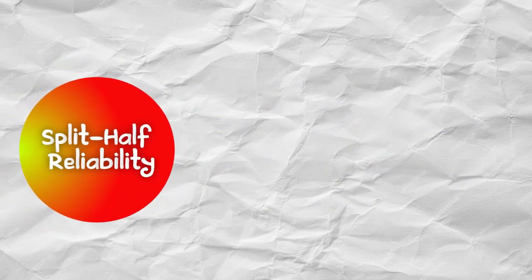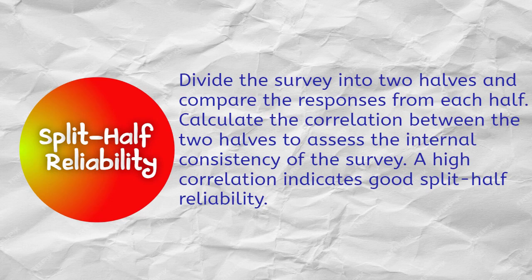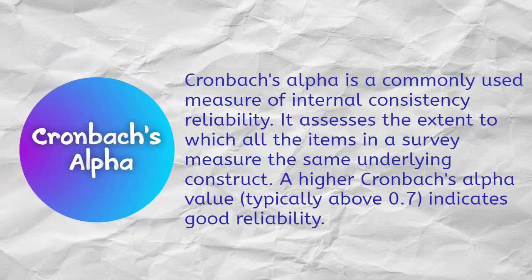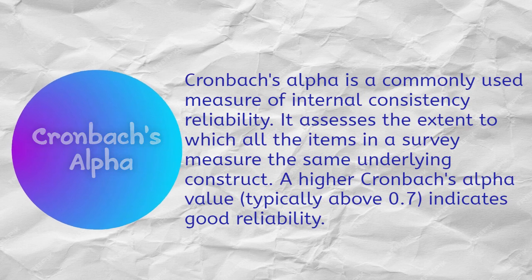Split-half reliability. Divide the survey into 2 halves and compare the responses from each half. Calculate the correlation between the 2 halves to assess the internal consistency of the survey. A high correlation indicates good split-half reliability. Cronbach's alpha. Cronbach's alpha is a commonly used measure of internal consistency reliability. It assesses the extent to which all the items in a survey measure the same underlying construct. A higher Cronbach's alpha value, typically above 0.7, indicates good reliability.